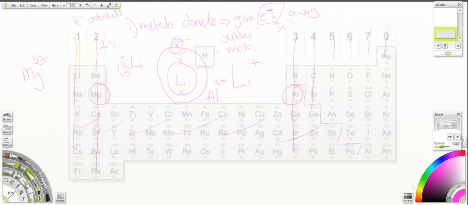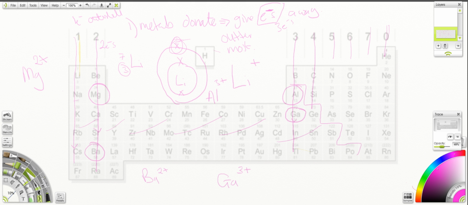You can take barium. Barium is in group 2. It has 2 electrons in the outer shell. It will lose 2 electrons, so it will have a charge of +2. You can take gallium. Gallium is in group 3. It's going to have 3 electrons in its outer shell. It will lose those 3, so it will have a charge of +3.